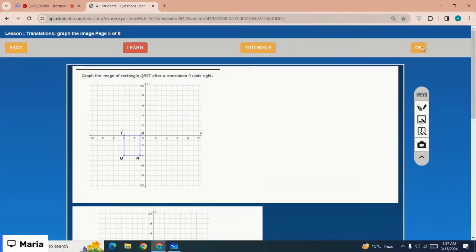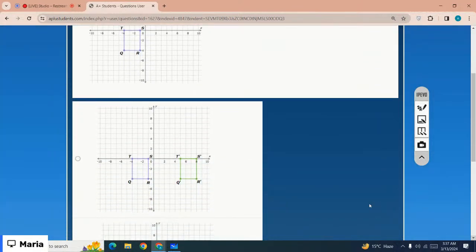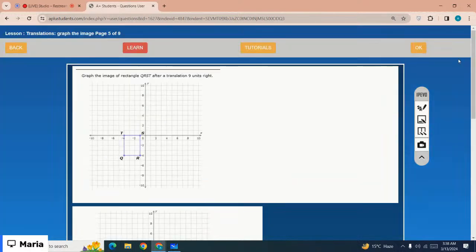Graph the image of the rectangle QRST after a translation of 9 units right. 9 units right means you have to move along the x-axis, right? So here is the one you moved 9 units, right? Option number one is the correct option, right?